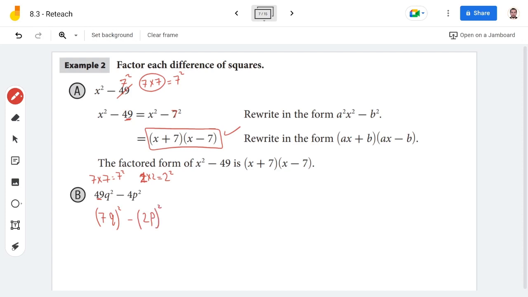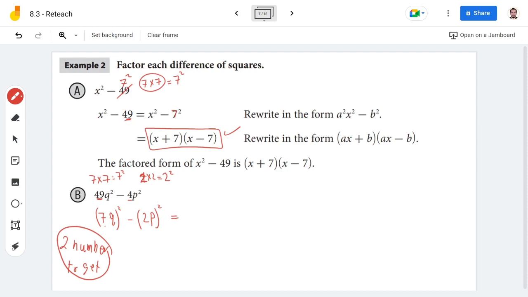Actually, what I'm doing here is finding two numbers multiplied by itself to get the answer. Which means, what's the number that gives me 49? It's 7. So I have to replace 49 with 7 squared. What number gives me 4? So I have to replace 4 with 2 squared.